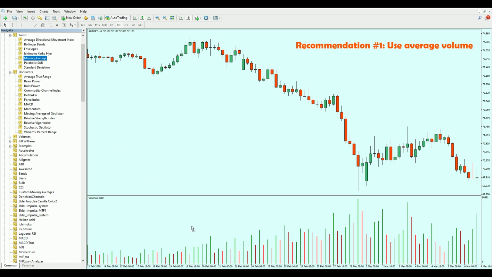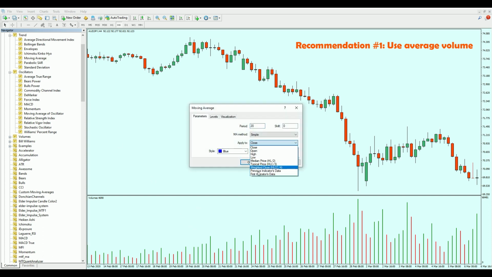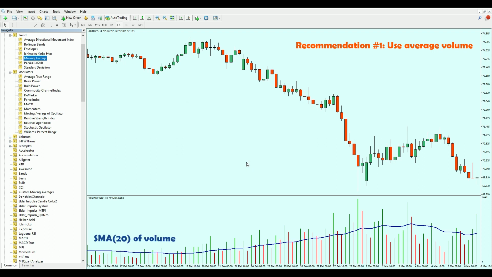First, use the average volume over a certain number of periods. There are countless financial transactions occurring around the world. Any single bar will be contaminated with a certain degree of random noise. Using average volume will mitigate the effects of noise and improve your signal reliability.